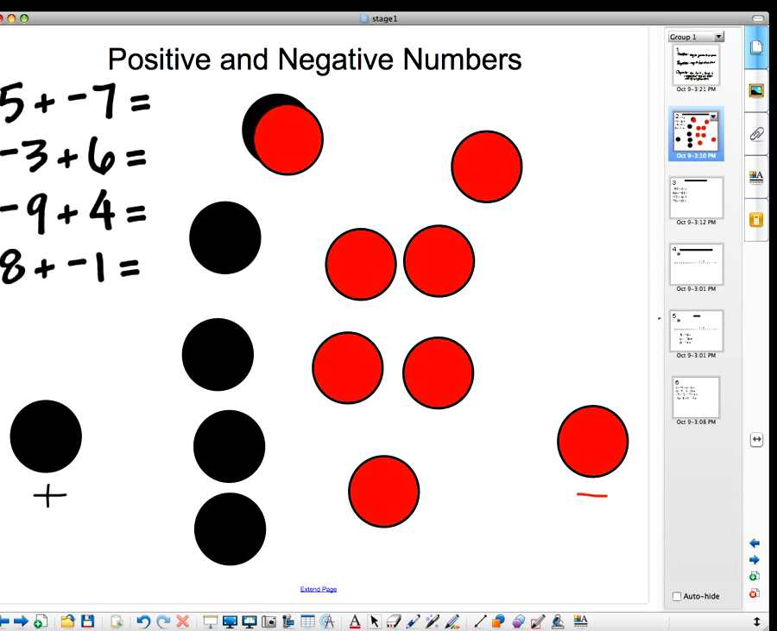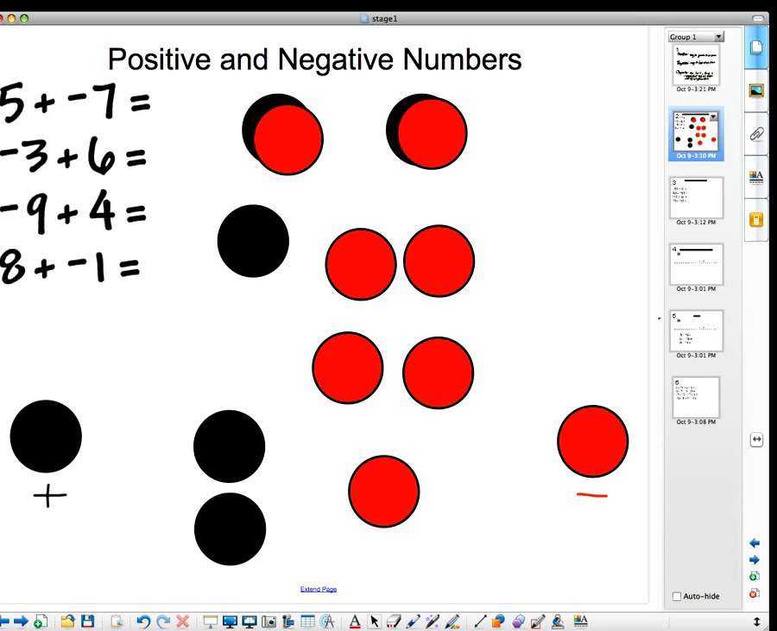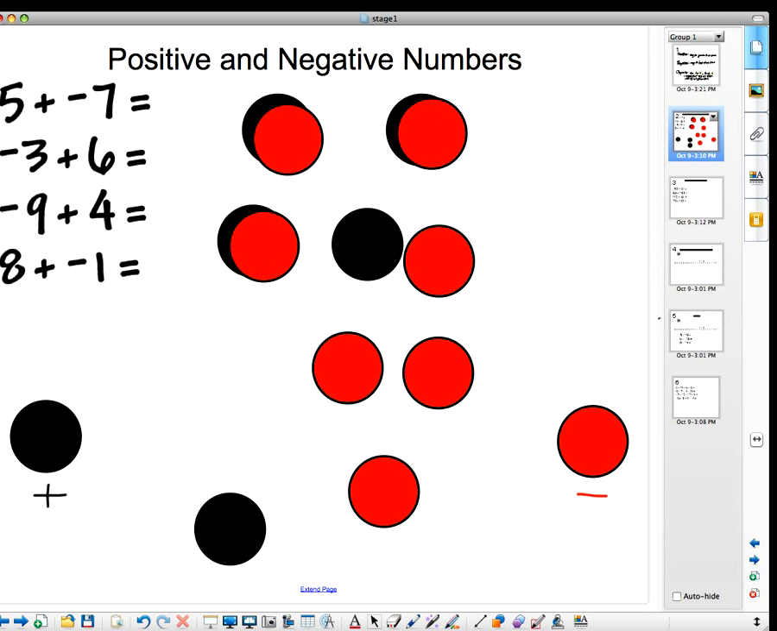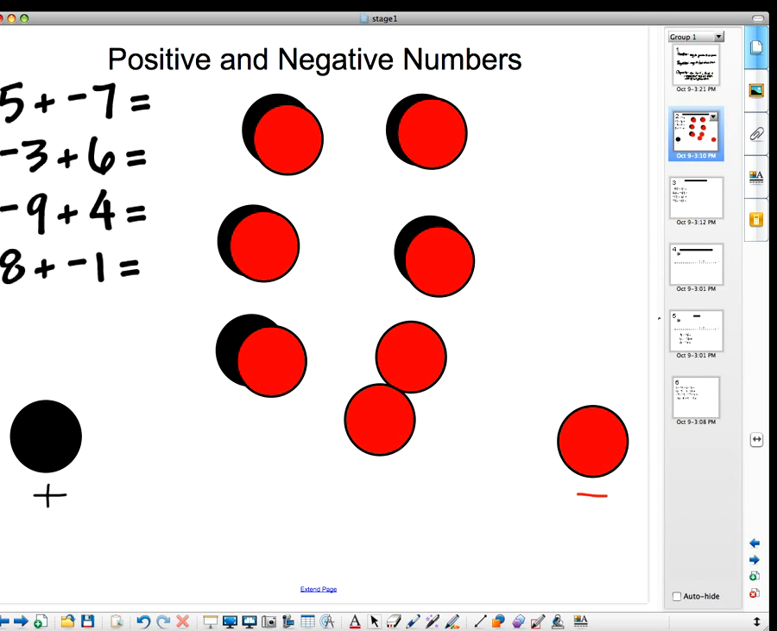So I'm going to combine as many chips into black and red pairs as possible. Now, once I do that, I want to know how many chips do I have left on my board. And at this time, I have negative 2 chips. And that's how I can find my answer.